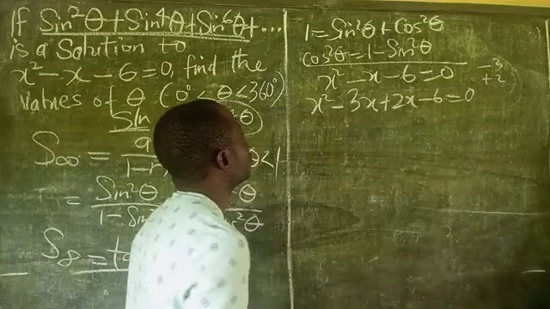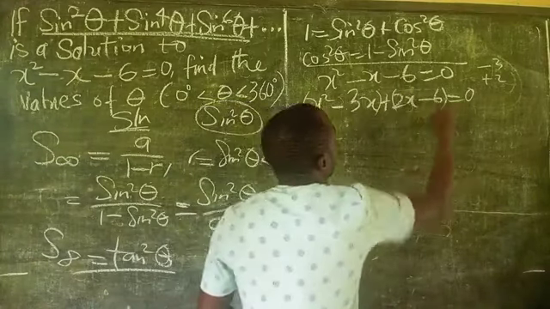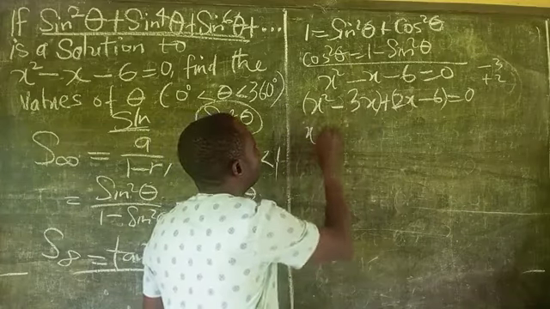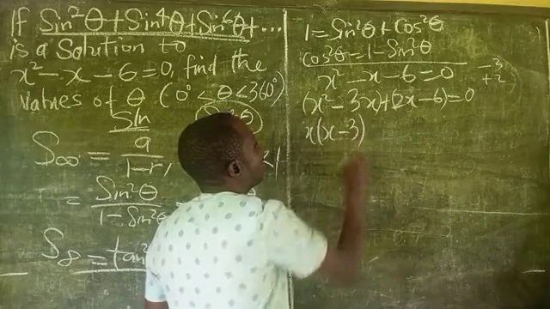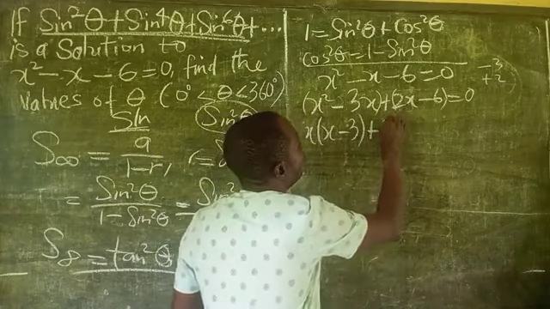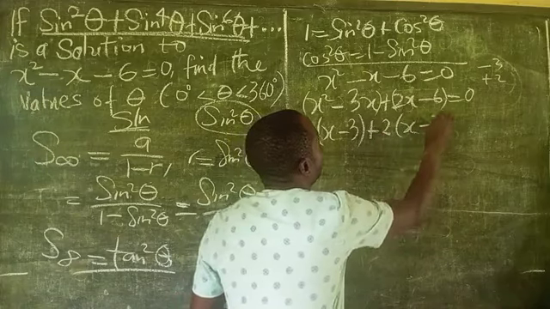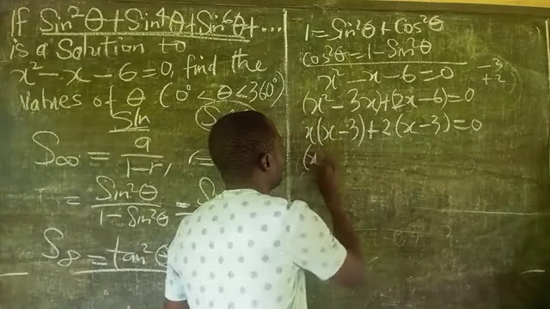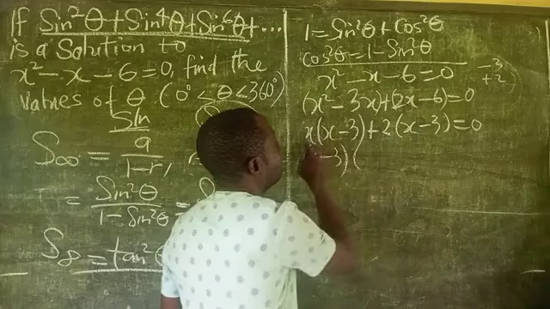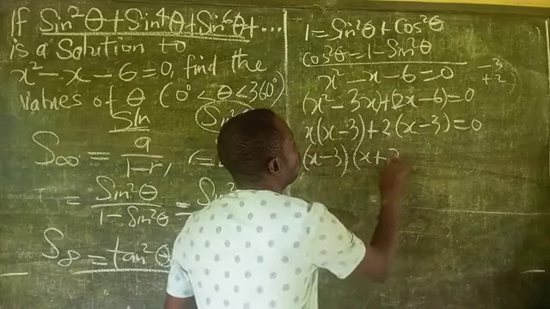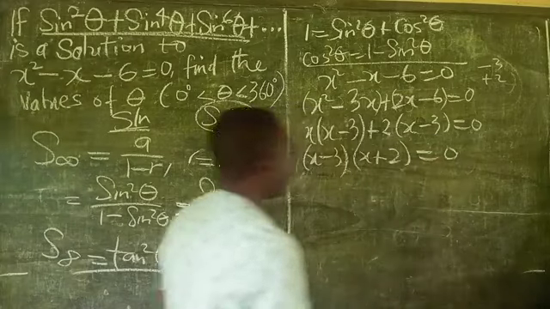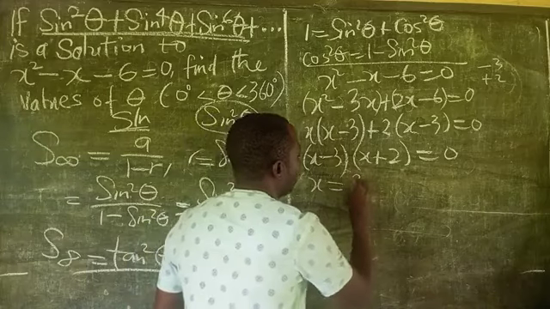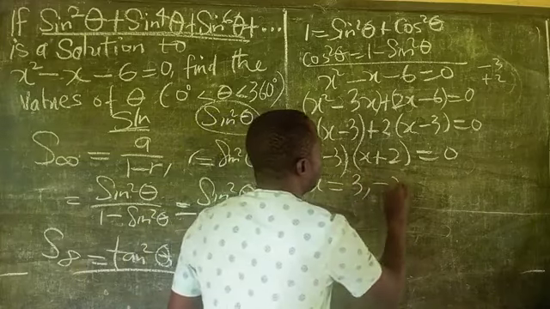Here we put them in brackets. What is common here is s, so s times s minus 3, plus 2 times s minus 3. This is correct. Since the bracket is the same, we write it once: s minus 3 times s plus 2 equals 0. Here we can have s equal to 3 and minus 2.